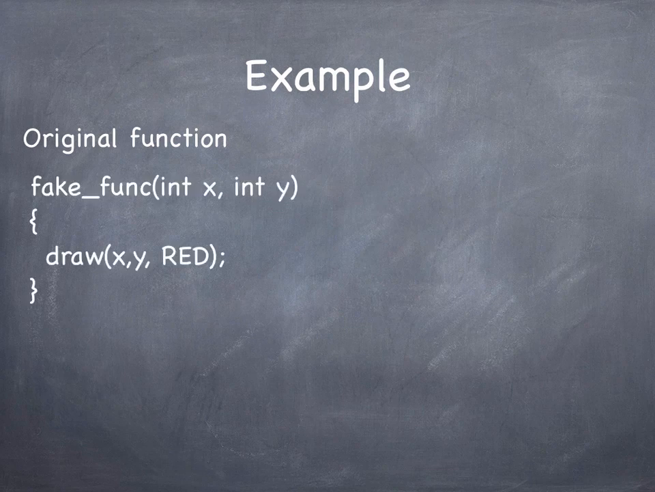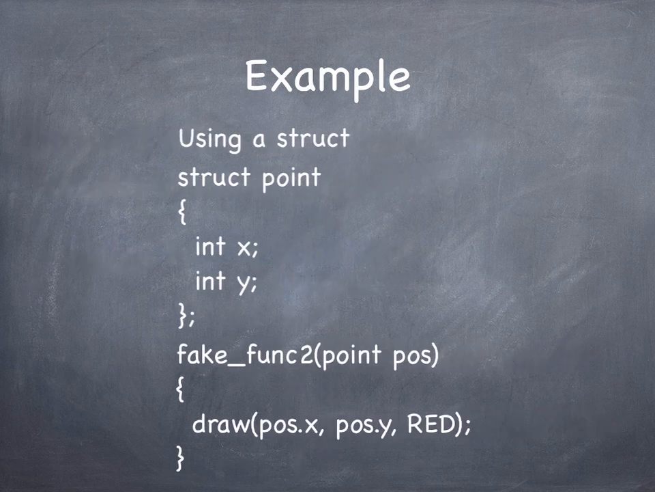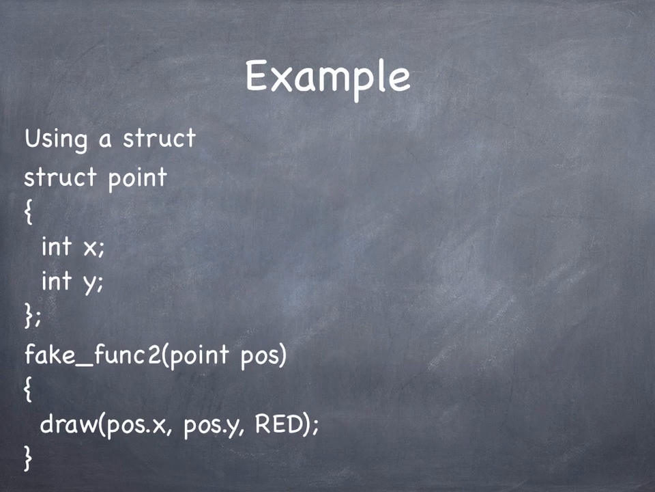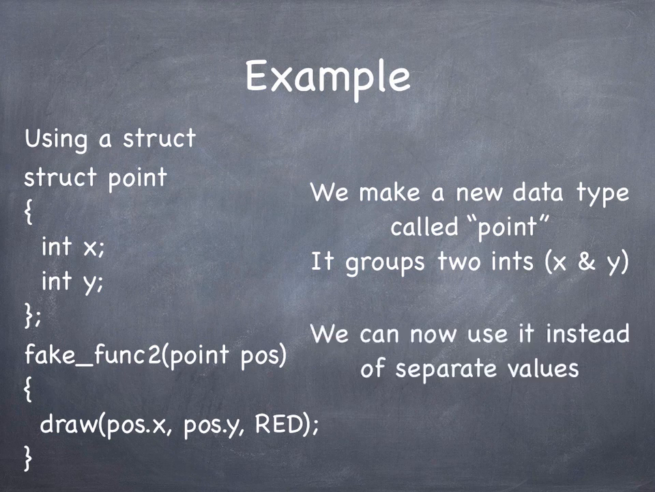Let's say we have a function that takes an x and a y and it draws a red pixel onto the screen. With a struct we can group that x and y and pass that to our function. Let's take a closer look at this. So first we create a new data type called point, which holds our x and y. We can now pass that as a single variable to our function.